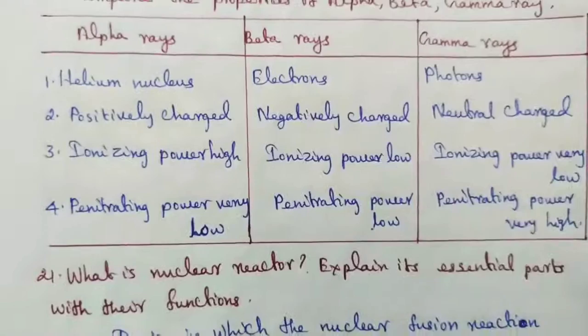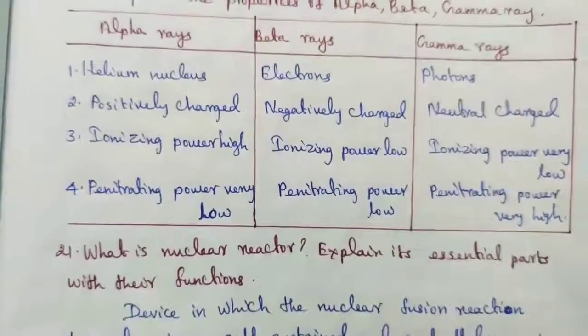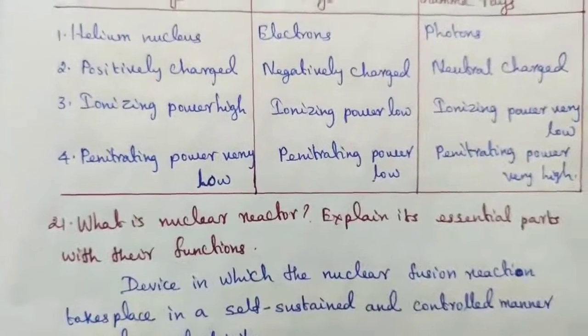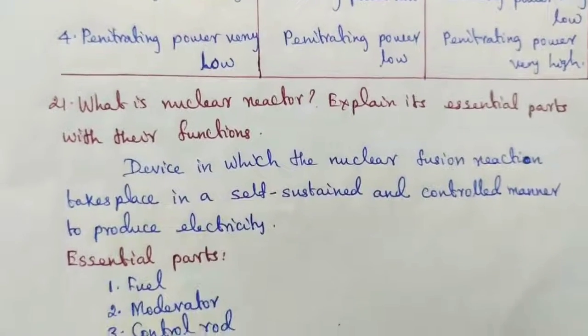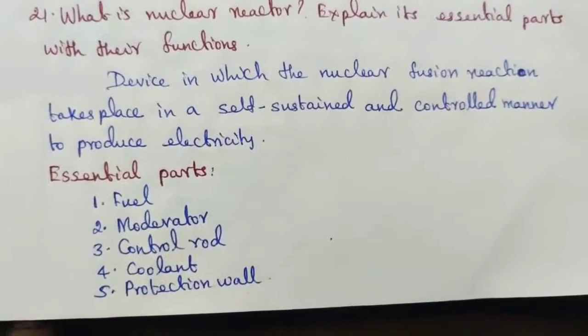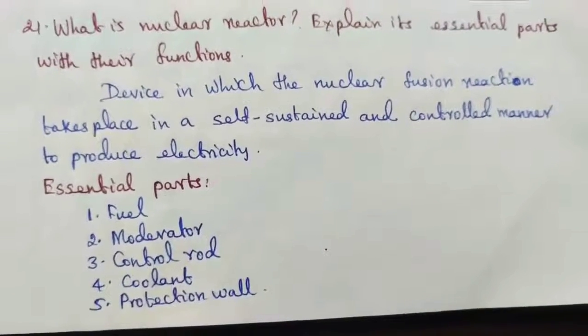What is a nuclear reactor? Explain its essential parts with their functions. A device in which the nuclear fission reaction takes place in a self-sustained and controlled manner to produce electricity. Essential parts: 1. Fuel, 2. Moderator, 3. Control rod, 4. Coolant and 5. Protection wall.